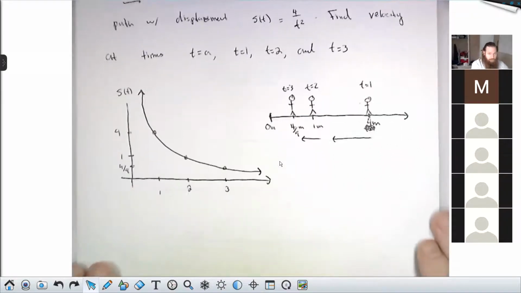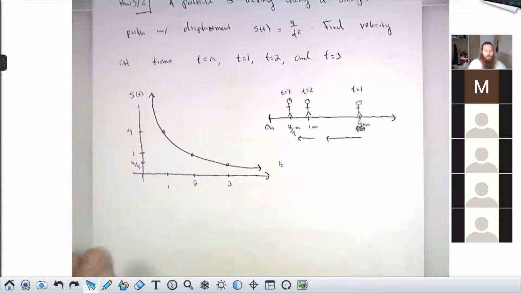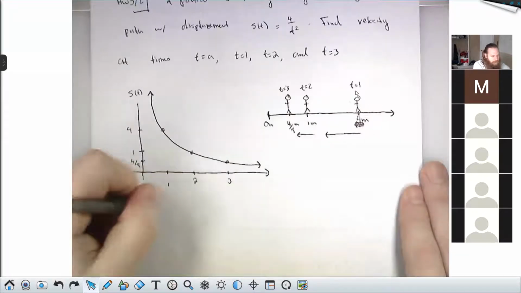They want the velocity, which corresponds to the slope of the tangent line here, here, and here. And they asked us to cook up the velocity at time t equals a, where a is just an arbitrary constant. And then if we do this first, we can plug in 1, 2, and 3 for a to get the answers to the other parts. So the smart thing to do here is to calculate the velocity at time t equals a, and then use that to cook up the velocities at these other times.